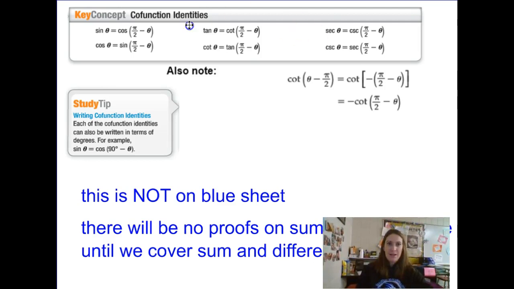This is not on our blue sheet, but there's a note here that we don't intend to ask you about the co-functions on a test. Frankly, I just want you to know for my math team kids out there, plus, going on to calculus, and then of course for your SAT test.